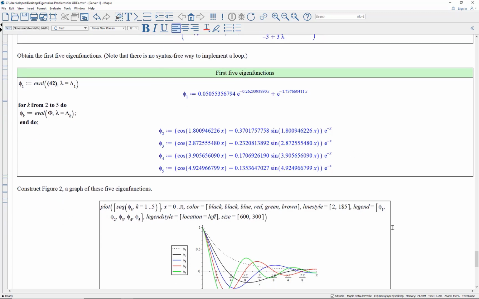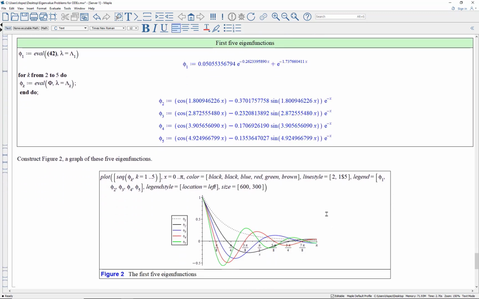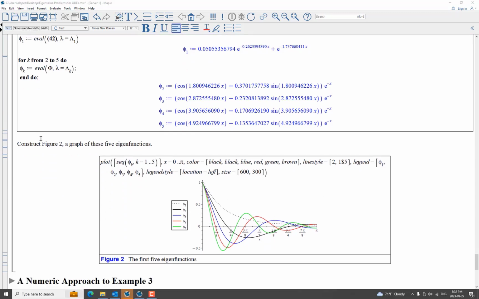And if you draw a graph of those first 5 eigenfunctions, they look like this. They seem to have the interlocking of zeros that a Sturm-Liouville problem has. This is not a Sturm-Liouville problem because it's not self-adjoint, but these look good to me.